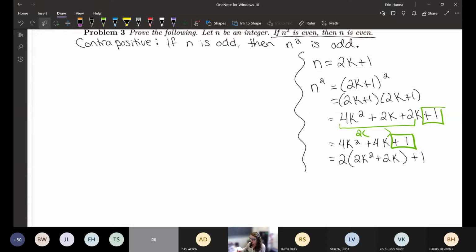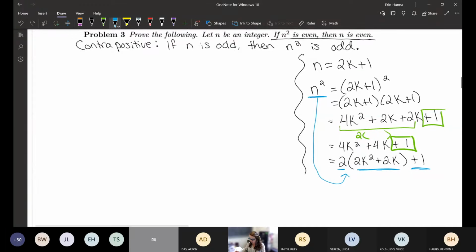When you're trying to show that something is even or odd, you only want to pull out a 2. You don't want to pull out anything else. That's essentially our scratch work, because now we have that n squared is equal to 2 times something plus 1, which means it's odd, which is what we wanted to prove because we're proving the contrapositive.